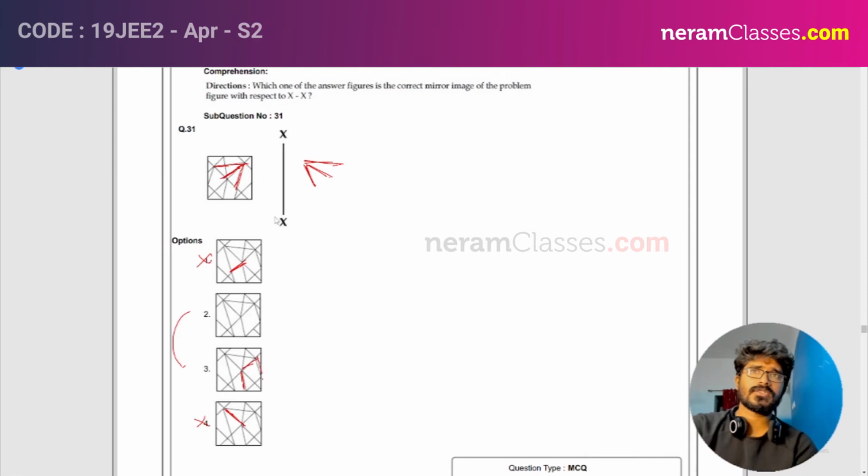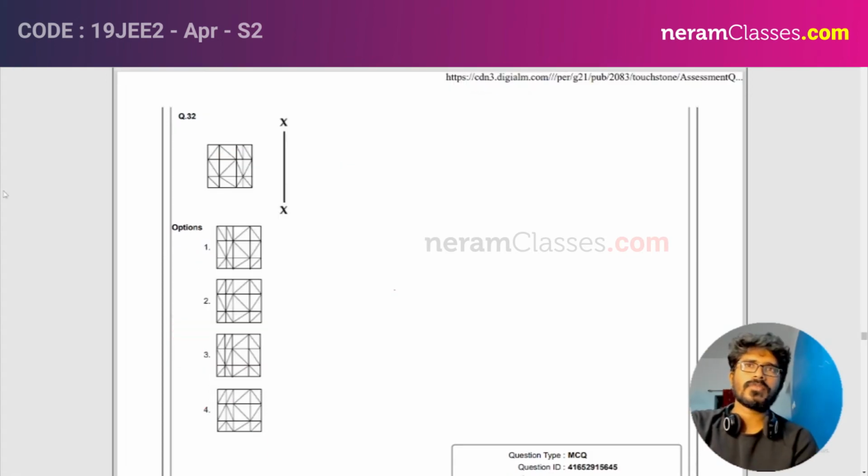We have all the lines here, no breakage. So option 2 is the wrong option. Option 3 is the mirror image for the 31 question. Question number 32 is we need to find out the correct mirror image for this given composition.